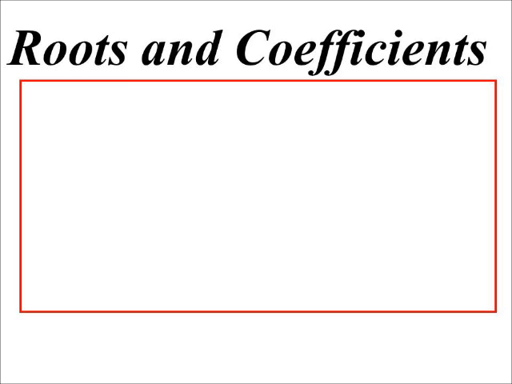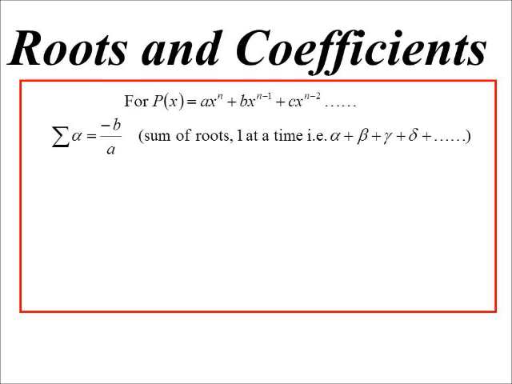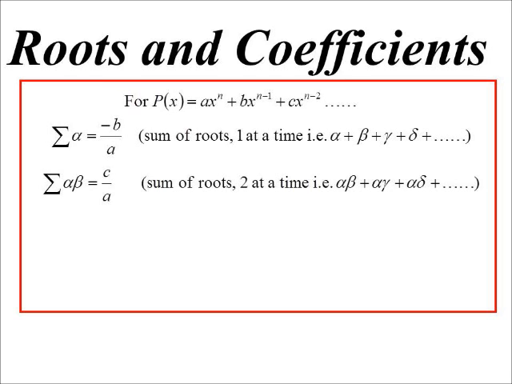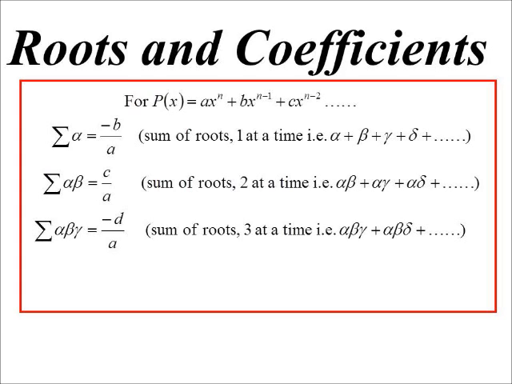That being, if we've got any polynomial, then we know some of the roots 1 at a time. I can always go minus b on a, 2 at a time c on a, 3 at a time minus d on a, and of course this pattern just keeps repeating. If I had 4, so 4 at a time e on a. If I had 5, then it would go minus, what am I up to? F on a, and so on and so on.